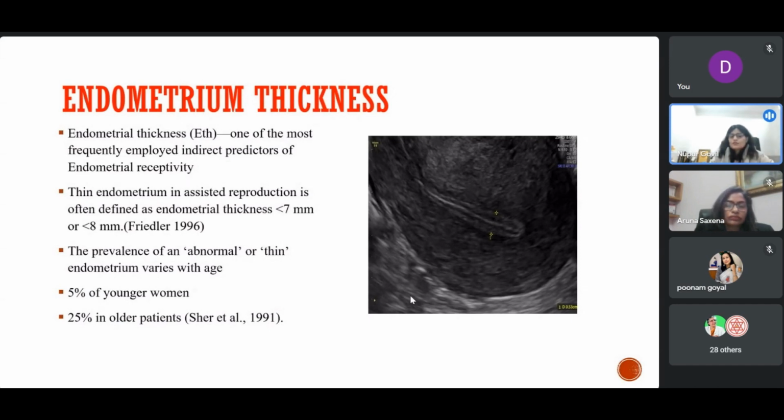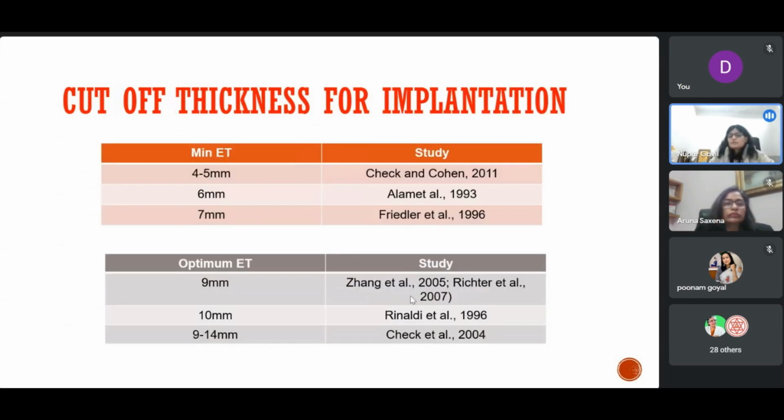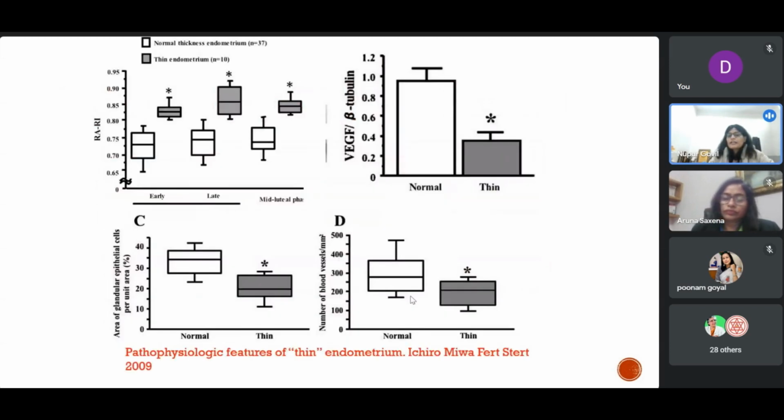it has been found that it is most of the time age related, with lesser chances seen in the younger women and more in the older patients. So different studies have quoted different endometrial thickness required for conception, from 4 to 5 mm to a minimum of 7 mm. And there are studies which have shown that the optimum endometrial thickness before implantation should be, some studies have quoted 9, some even 10 to 14 mm. So it is not clearly defined, there need to be more studies to clearly define the cutoff for a receptive endometrium.